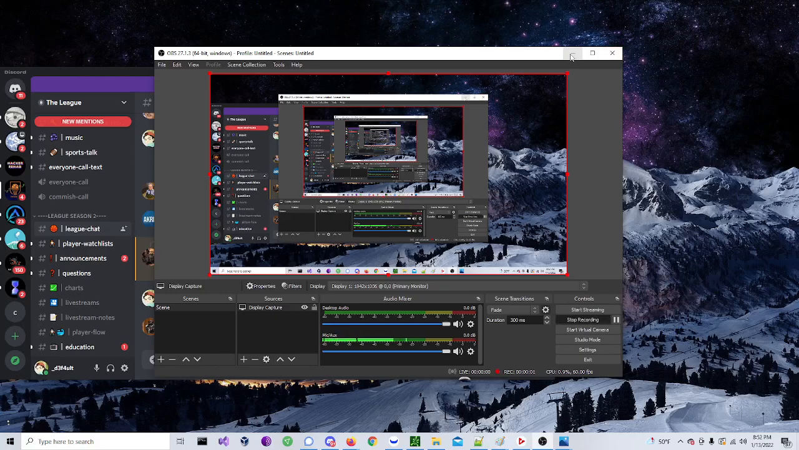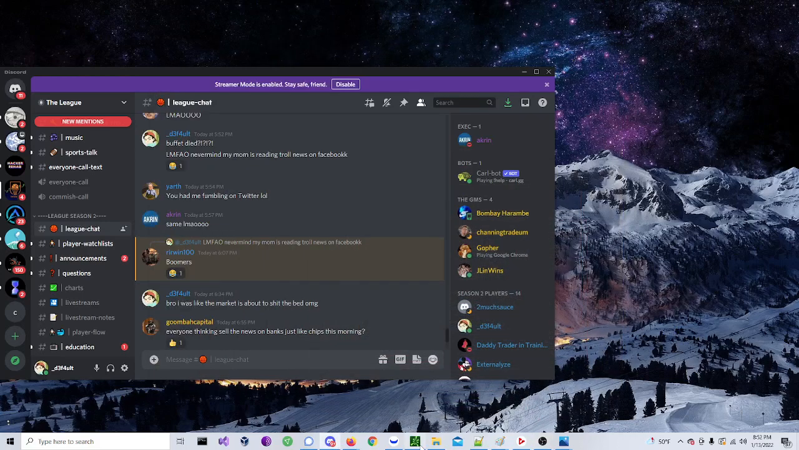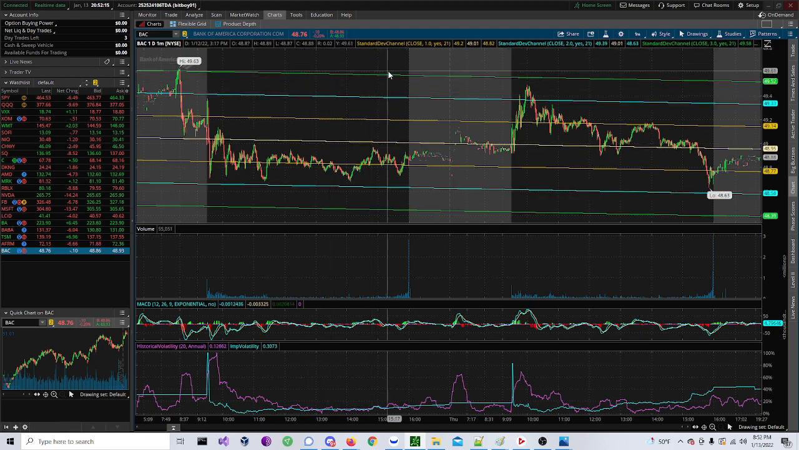What's up, guys? It's Default, and y'all been asking about this indicator that I've been using lately to spot potential reversals. It's called Standard Deviation Channels, and I'm going to show y'all how to set it up and how I use it. So here it is on the TOS thinkorswim platform by TD Ameritrade.